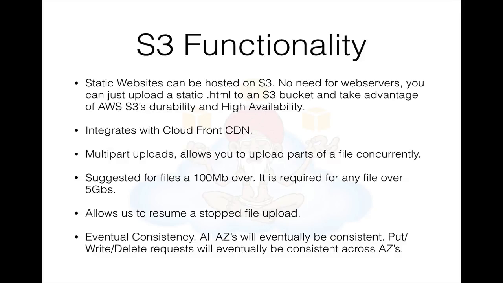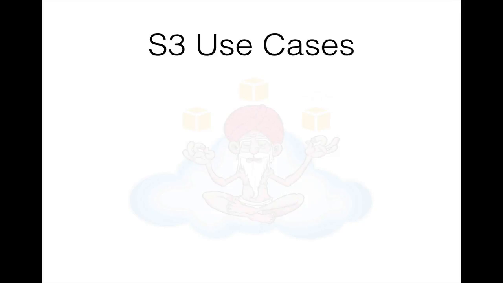S3 is spread across multiple availability zones, and they guarantee that you'll have eventual consistency, but you just have to remember that sometimes you might upload a file to an S3 bucket and then you go to try and access that file programmatically, and because you're trying to do that so fast, it might not have replicated across to other availability zones. So it's just important to remember that all availability zones will eventually be consistent, and put, write and delete requests will eventually become consistent across availability zones.